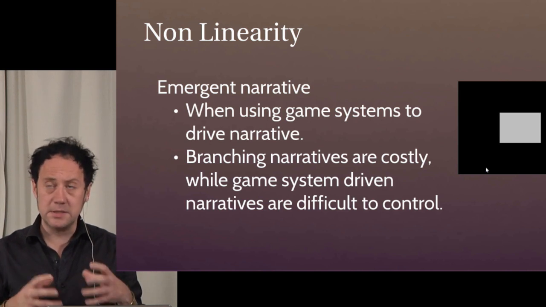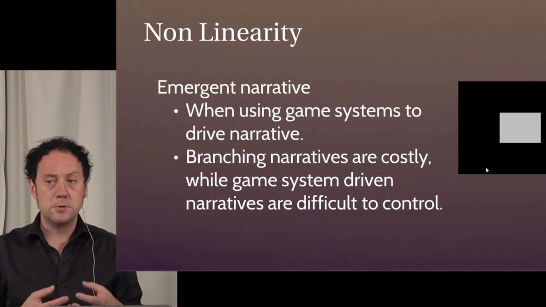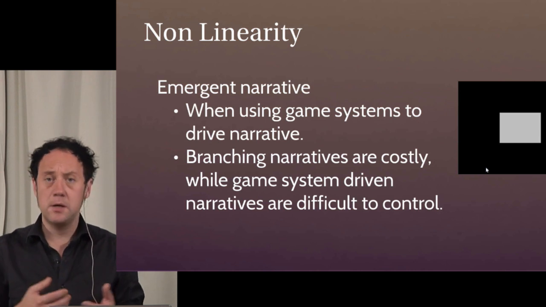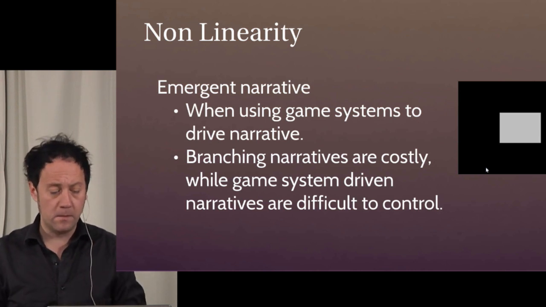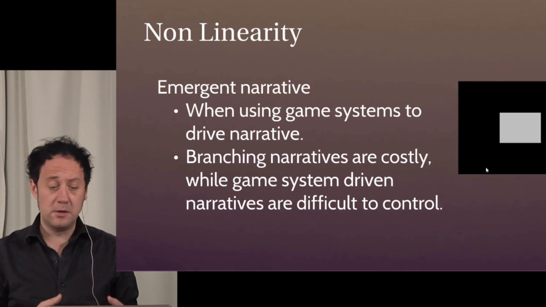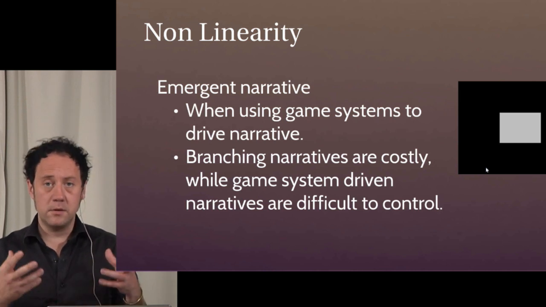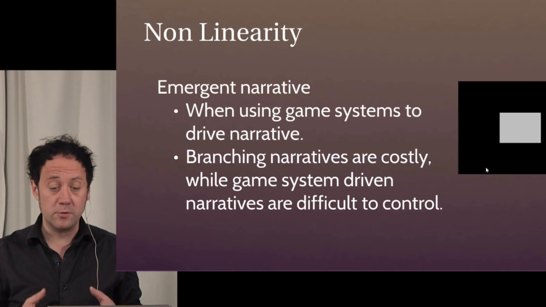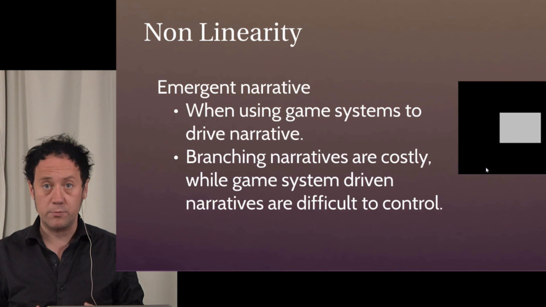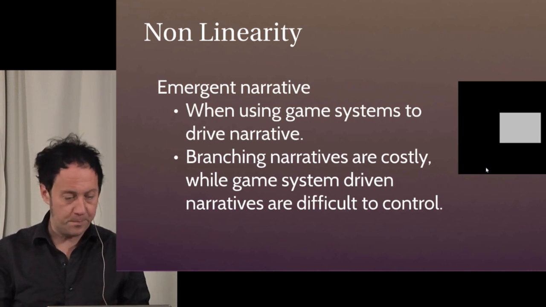So in this case, we have a director programmed to sense what's happening in the game and how you're doing, to listen to the game systems in order to drive the narrative forward. This system has the advantage of usually being a bit cheaper than branching narratives, but on the other hand, these kinds of game systems are difficult to control. As I said, it's costly to bug test, it's costly to program for all possible outcomes.